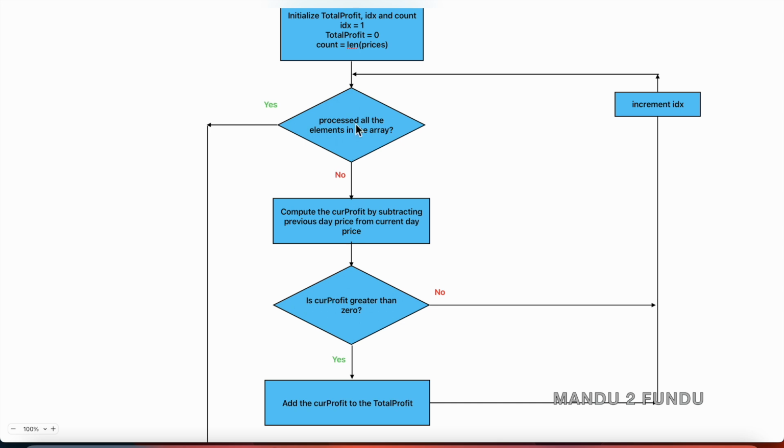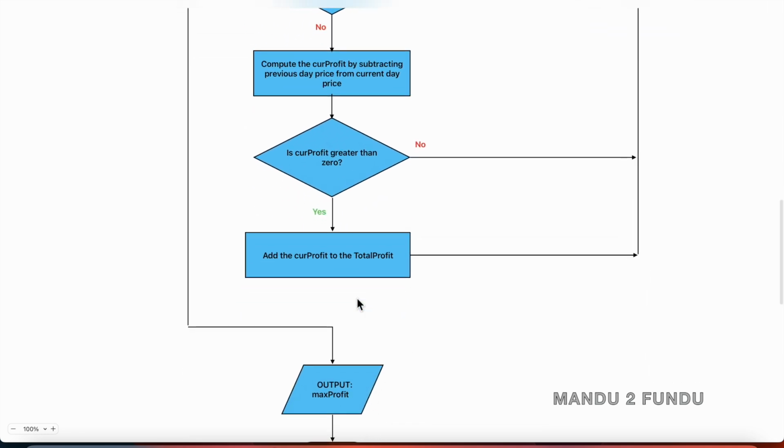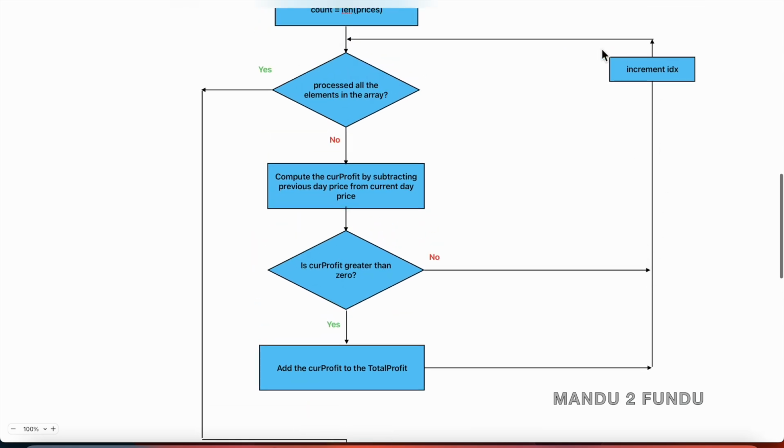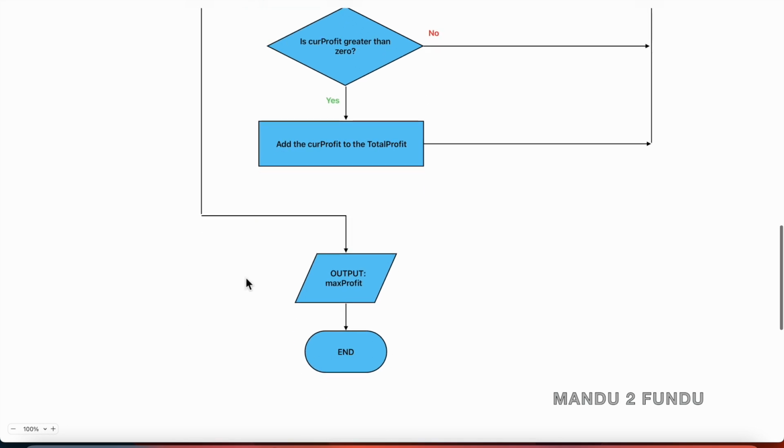Otherwise, we compute the current profit by subtracting the previous day price from the current price, and if that is greater than 0, that means we can make a profit if we hold the stock until tomorrow. So we add that to the total profit. Otherwise, we move on to the next iteration. So we repeat this until all the elements are processed, and then finally we return the total profit.